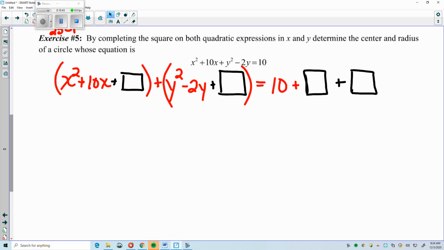So I find my middle term. My middle term is 10. Take half of my middle term, which is 5. Take 5 and square that. It gives me 25. And I'm going to add that to both sides.